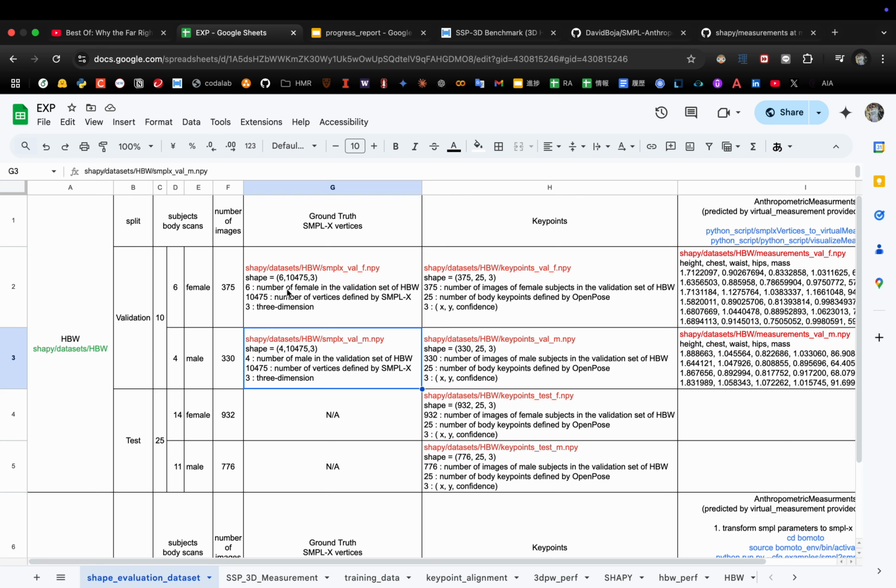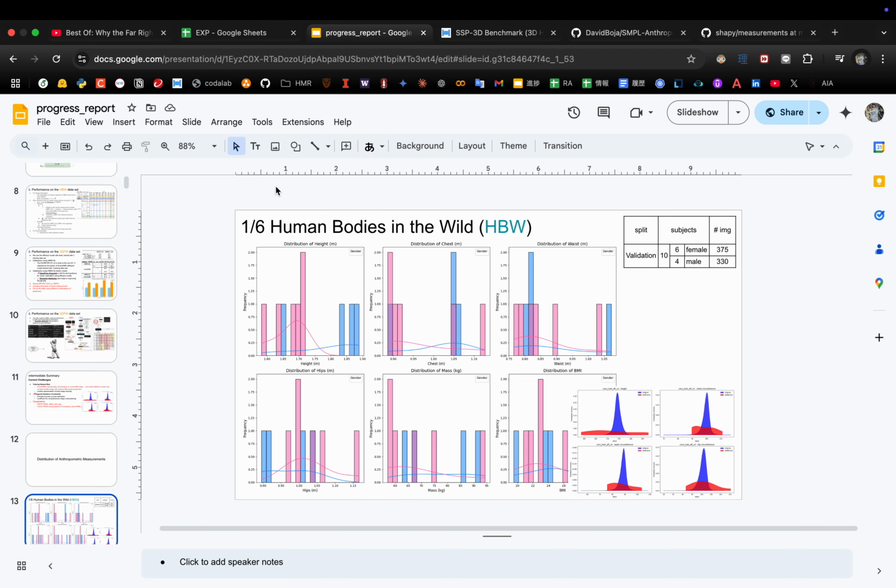So we use this virtual measurement to feed in the SMPL-X vertices, which is every person is represented by 10,475 vertices. So these vertices will constitute the body meshes, and these body meshes can be used to predict the so-called anthropometric measurement, which is more shortly just the height and the three circumferences.